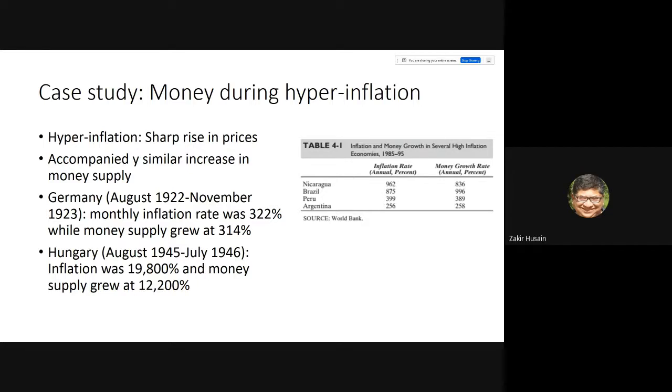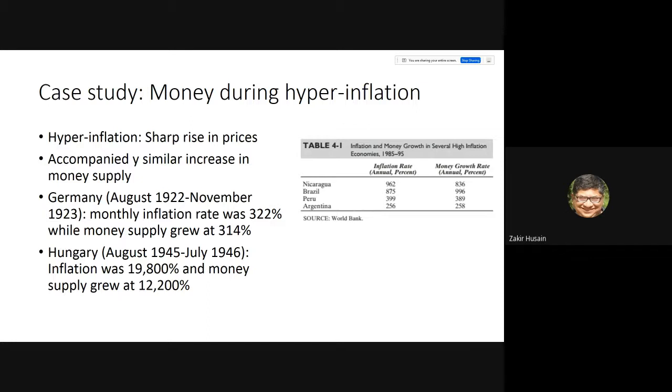Hyperinflation, as you know, is a very, very sharp rise in prices. And it is generally accompanied by similar increases in money supply. See, if you go back, one of the reasons why Hitler came to power was, of course, the Treaty of Versailles, under which Germany was subjugated by the other European countries. And this gave a blow to Germany's pride. But the economic conditions during the 20s really plummeted. And one of the problem areas was inflation.